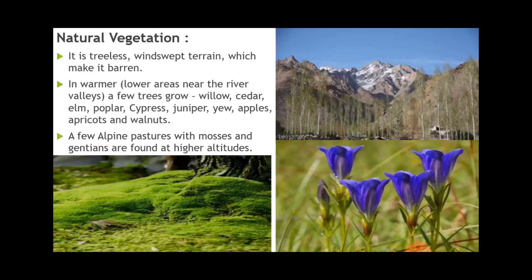Basically, all over there, the alpine pasture with mosses and gentians is found at the higher altitude. So in the summer season only, mosses and gentians are found at the higher altitude. At the lower altitude, trees like willows, cedar, elm and poplar are found.